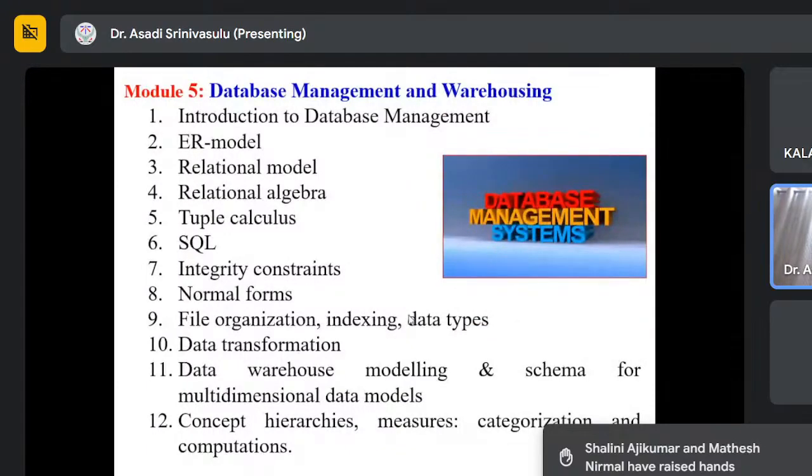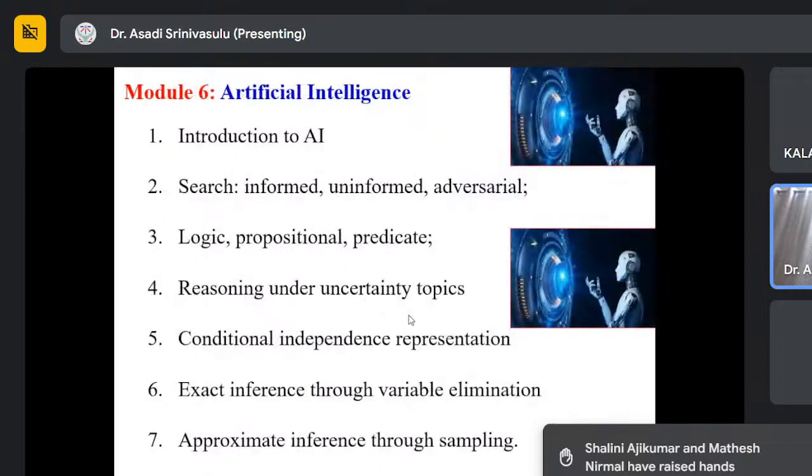Database management and warehousing, a collection of interrelated data, and we are using storage of a huge volume of data in the servers and data centers. We are using the ER model, SQL, and NoSQL databases like Hive, HBase, Zookeeper, Sqoop, etc. Then artificial intelligence, intelligent behavior in a machine. That is called a robot. Robots, humanoid robots like Asimo, Sophia. Sophia recently took the citizenship of Saudi Arabia.